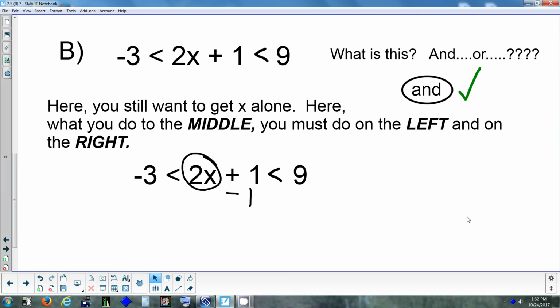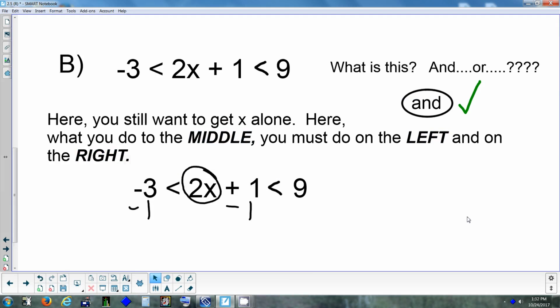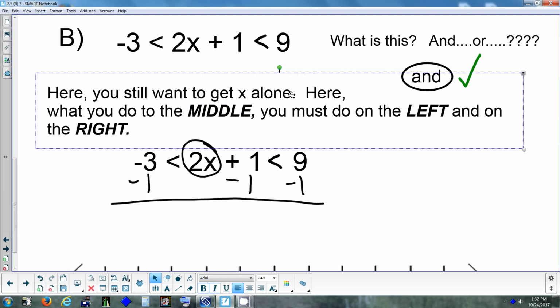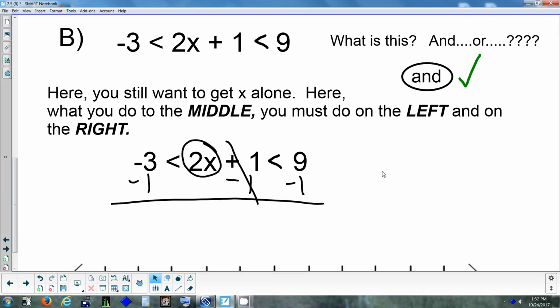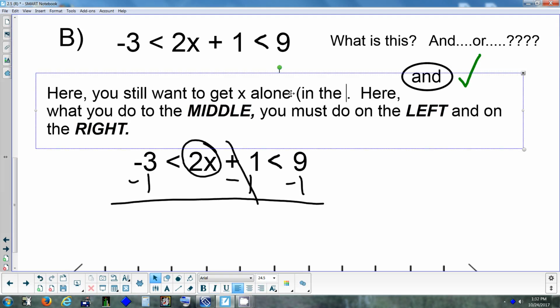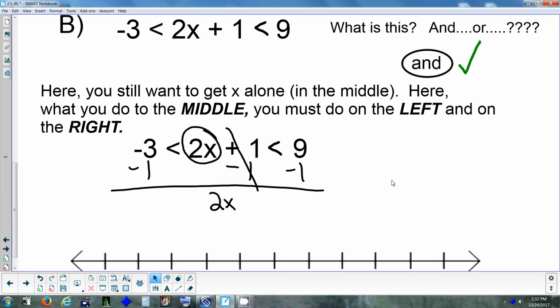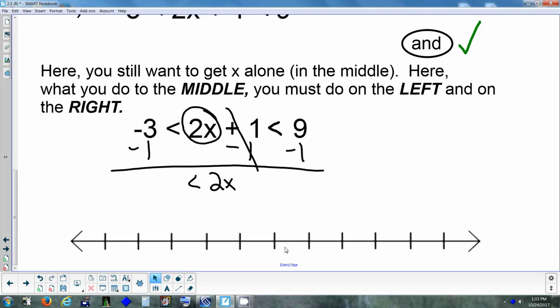So, Connor, what should I do over here? Minus 1. Mackenzie, what should I do over here? Minus 1. Whatever I do in the middle, I have to do to both sides. That's going to keep it balanced. I have to do it 3 times now. This just cancels. What am I left with in the middle? Just the 2x. Just bring the signs down. They're not going to change.